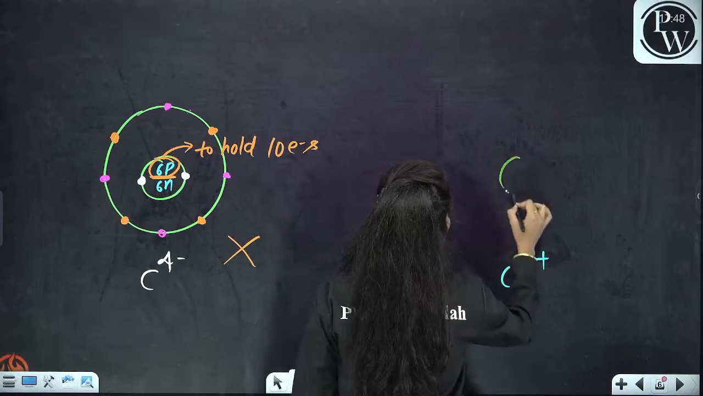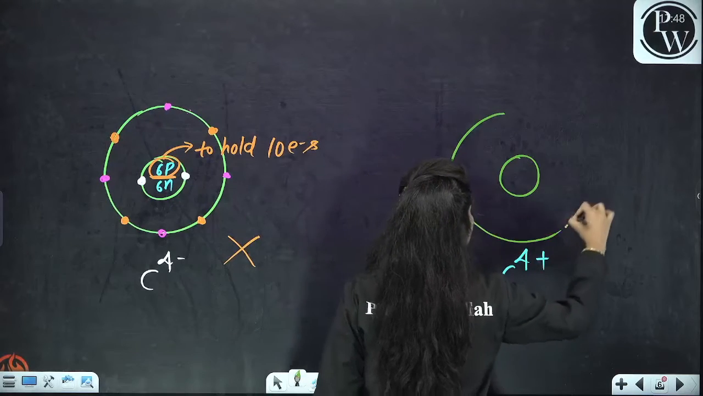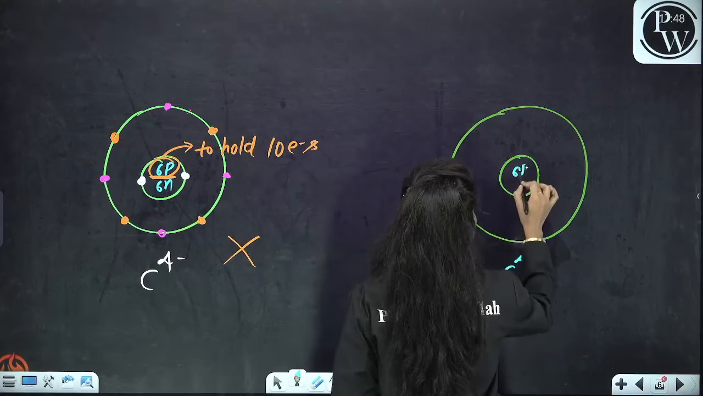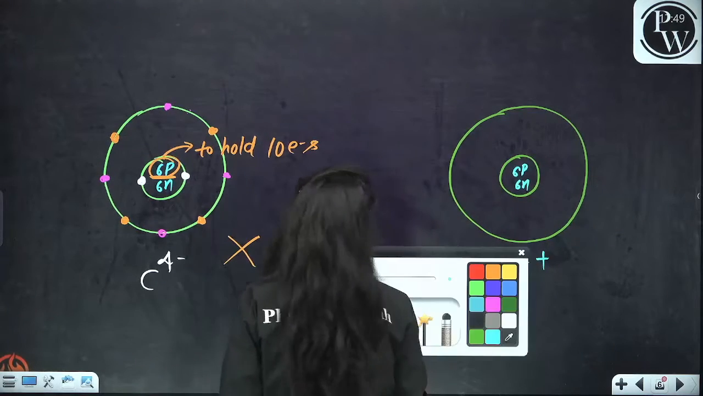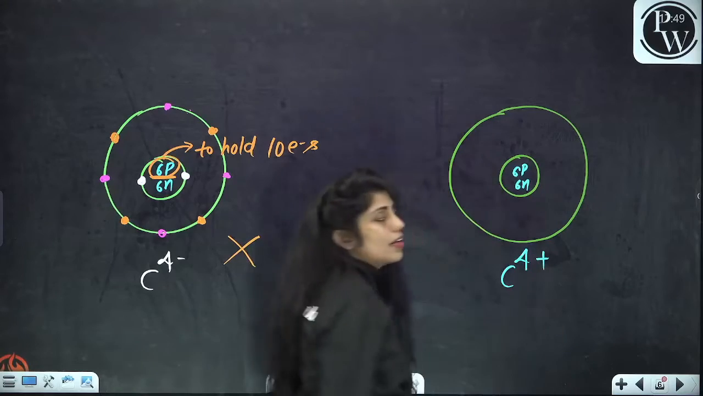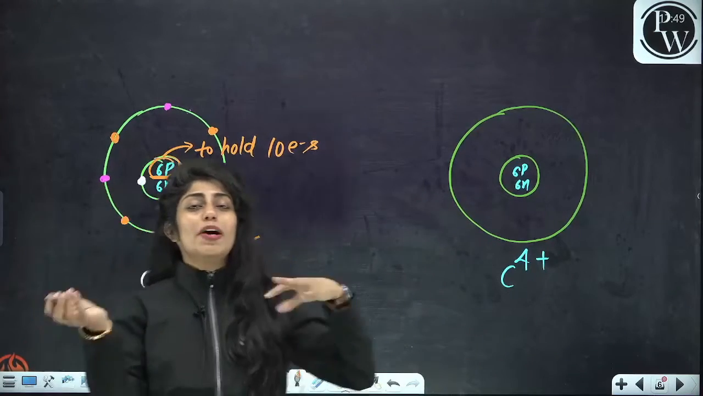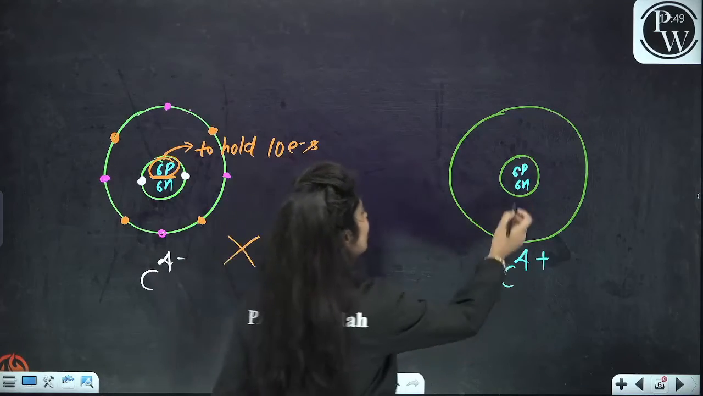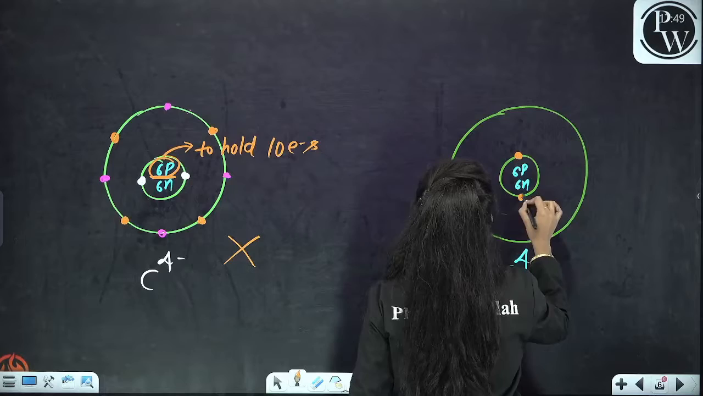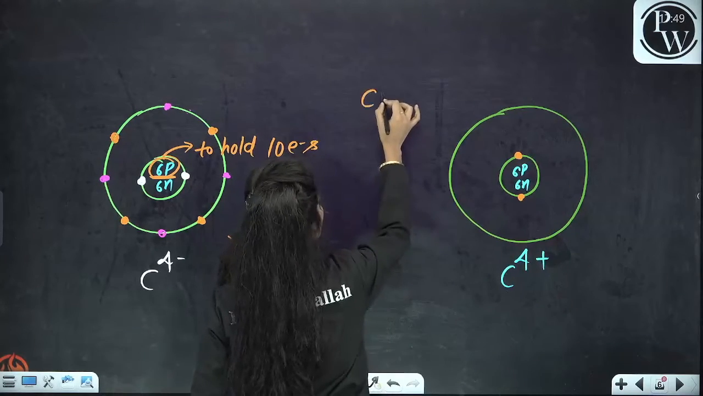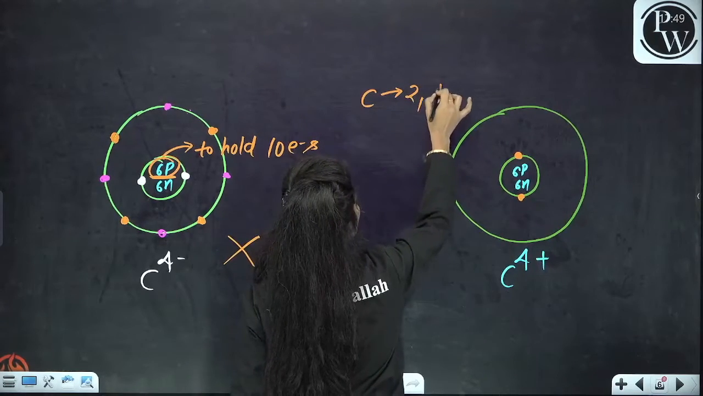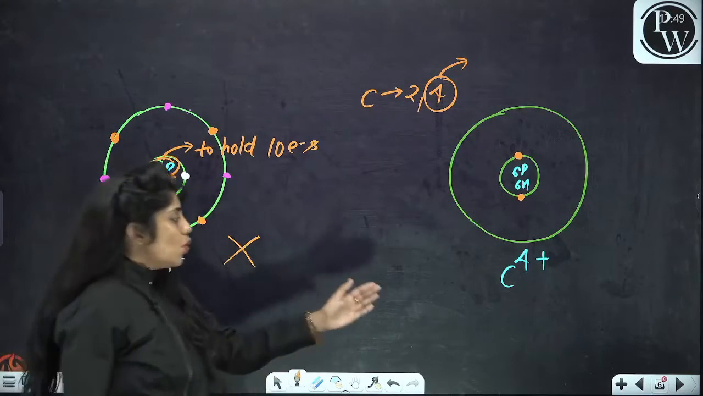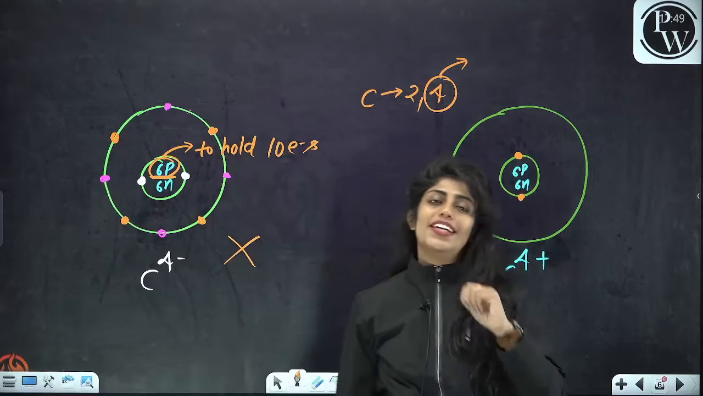So let me draw the structure again. So let's check, 6 protons and again 6 neutrons, because there is no change in the number in the nucleus, because it's all about the transfer of electrons or the sharing of electrons only. So here we have only 2 electrons, because carbon can be written as 2, 4. These 4 electrons carbon has donated, so that's why it is only having 2 electrons.